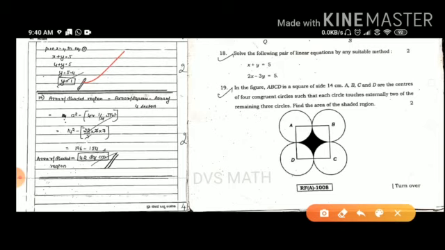Next, the 19th one, it is related to area related to circles, and you have to find the area of the shaded region. It is also very simple. So by observing the figure here, what is the area of the square minus 4 times the area of a quadrant, or 4 times the area of a sector, you can take sector or quadrant. So the area of the shaded region, right?